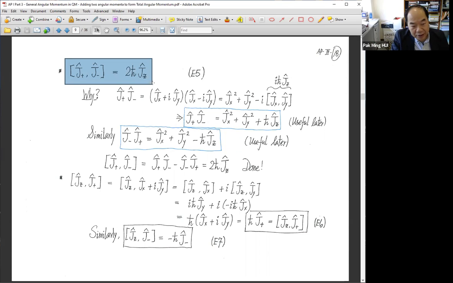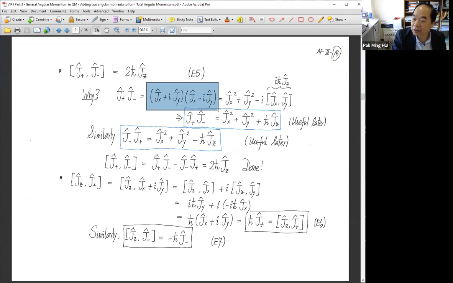It turns out that the J plus, J minus commutator is 2 h bar Jz. Recall we have Jx, Jy embedded in these two operators. This is the key, the first key result. The proof goes here. J plus J minus, by definition, is the product.